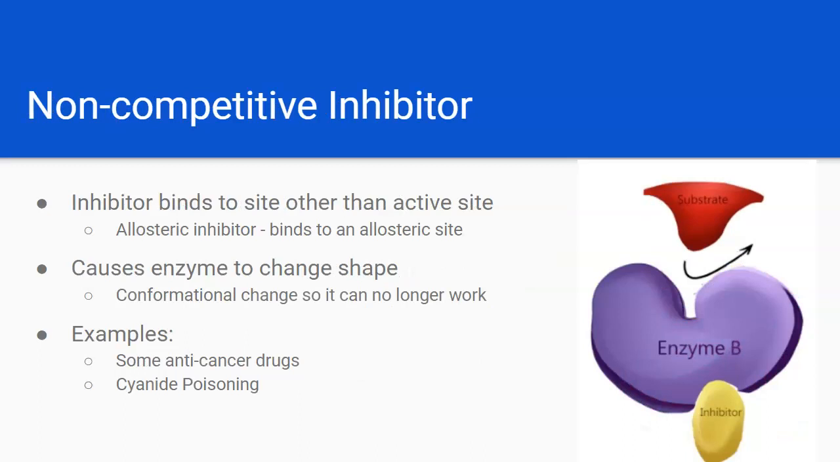A non-competitive inhibitor is similar, except it doesn't actually bind in the active site. It binds somewhere else, and when it does, it causes the enzyme to change shape. And when it changes shape, it can't do its job. These are often called allosteric inhibitors. They bind to what's called an allosteric site, something that is not the active site. It still does the same job as an inhibitor, but in this case, it's doing it by changing the enzyme's shape so it can't work.